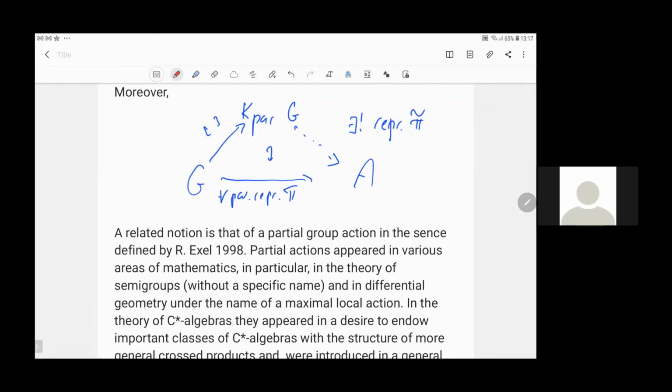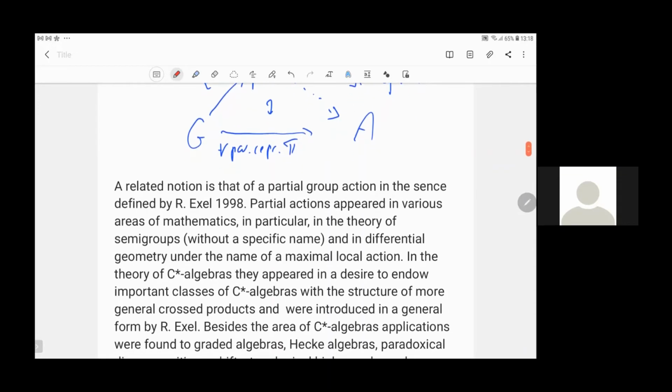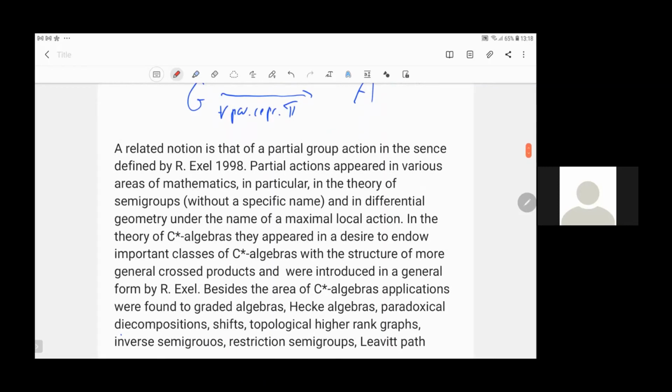And another example is differential geometry, under the name of maximal local action. Local actions are related to partial ones, but maybe I will mention that when I show the definition. So there are applications, usually in the theory of C*-algebras, where applications of partial representations come together with partial actions.